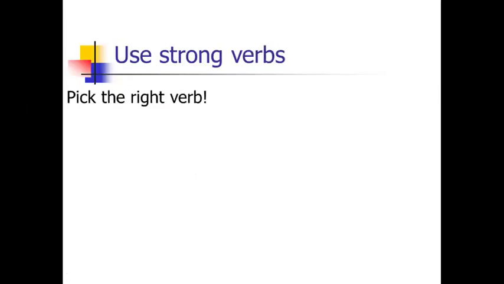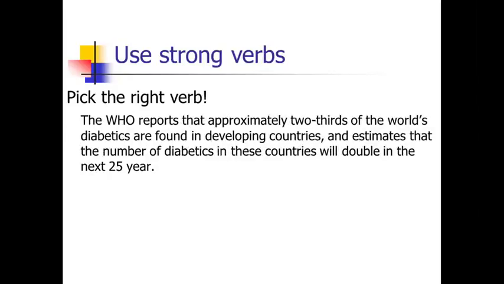That means you should always pay attention and focus on picking the right verb. Sometimes there are instances where you could pick any old verb, but try to find the absolute best verb. So here's an example. It's a perfectly fine sentence. It says, "The WHO reports that approximately 2/3 of the world's diabetics are found in developing countries and estimates that the number of diabetics in these countries will double in the next 25 years." So we have two verbs in the sentence. We have reports and estimates, and they're perfectly fine, but we can do a little bit better by being really specific with our verbs. So what's another way to say reports approximately, right? There's a verb out there that already has that approximately embedded in it.